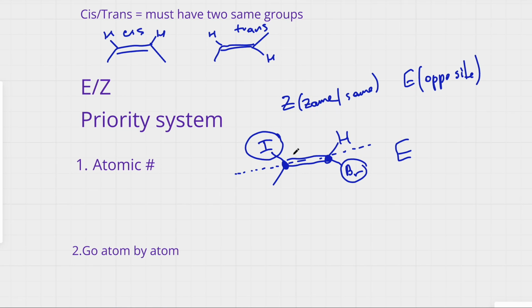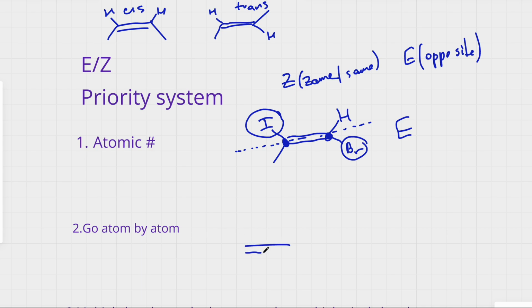Now, sometimes you cannot tell right away which group is bigger, and you may have to go atom by atom until you find a difference. So let's say that I have a molecule that looks like this. Sorry, it's the same molecule. Okay, so again, what we do is we look at each carbon on our double bond. Carbon on the left, forget the right side, just don't look at it. Carbon on the left is attached to which two groups? On the left, I'm attached to bromine, and again, there's a hydrogen missing here. Who wins? Bromine. So this one is easy.